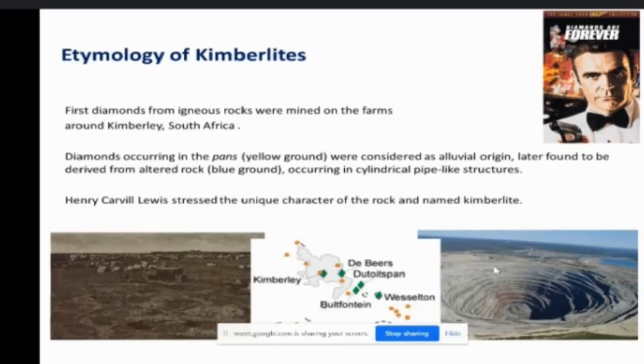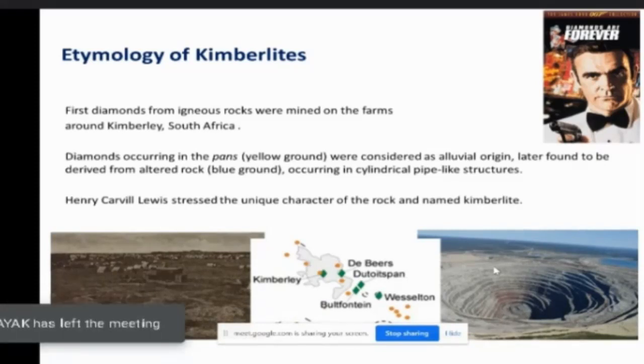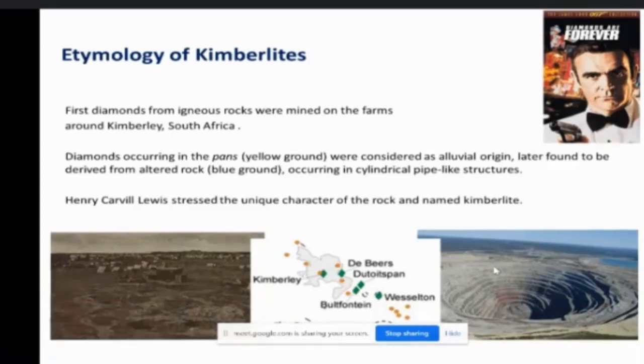And some people, while digging those pans, found a good amount of diamonds. Later, when more diamonds were found in those areas, people started to dig the pans to a great depth. Eventually they found that what they termed the yellow ground quickly gave way to tight, unaltered, good-quality igneous rock, which they initially termed blue ground. When the miners started working seriously around those pans, it was soon realized that the blue ground in fact represents cylindrical, pipe-like structures of igneous origin.